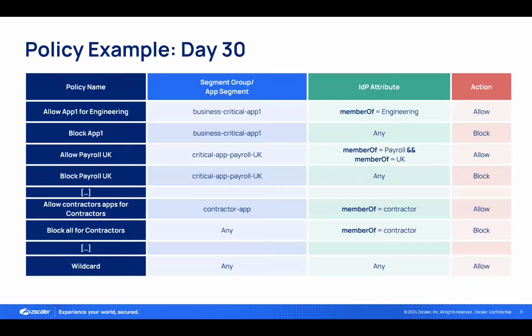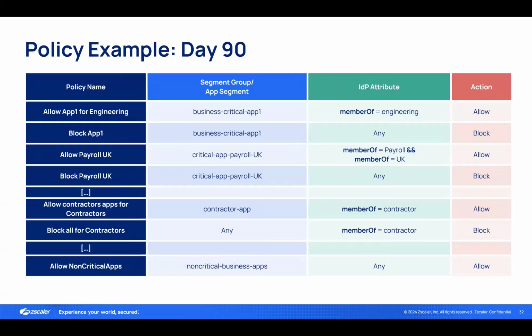Below this, in this example policy, we've gone ahead and created a segment for applications for external third-party contractors. Here, our segment is called Contractor App. We're allowing access to this segment for anyone who has the member of contractor attribute. And then below this, we've created a rule that blocks all applications for the members of the contractor group. This is to make sure that members of the contractor group, who are third-party users who are not part of our organization, do not have access to any of our other business applications, whether they're critical or not. Finally, at the bottom, we still have our wildcard rule since it's only been 30 days since the start of deployment and we want to continue discovery.